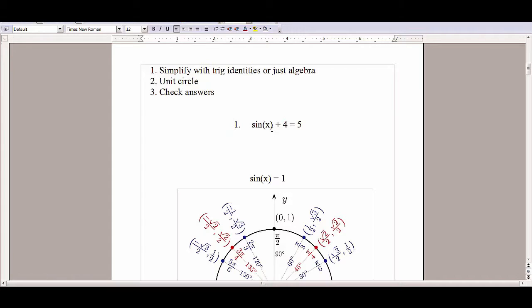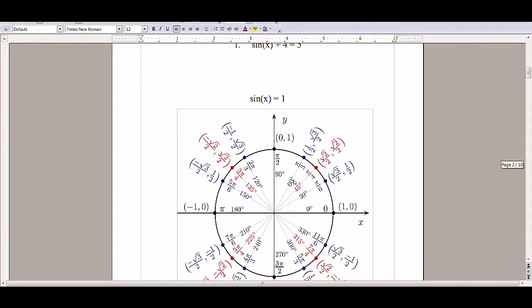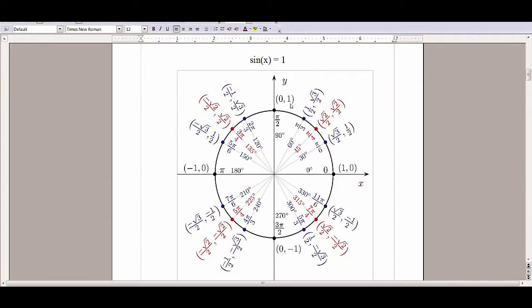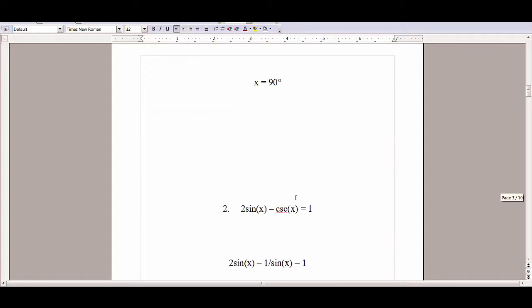Okay, so sin x plus 4 equals 5. Whoa! What is this? Well, it's actually pretty simple. You just subtract 4 from both sides, and you get sin x equals 1. But where does sin x equal 1? On the unit circle, it's right here. You know how sine is the y in the x comma y thing? So sine is 1 here. That means it's 90 degrees. And look at that, x equals 90 degrees.